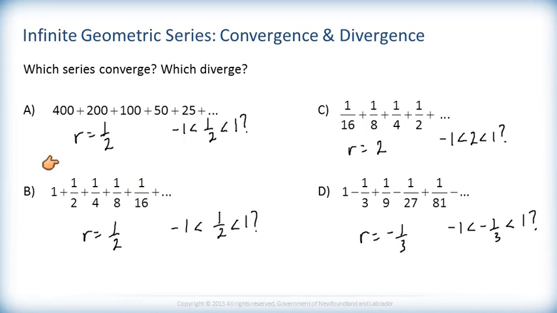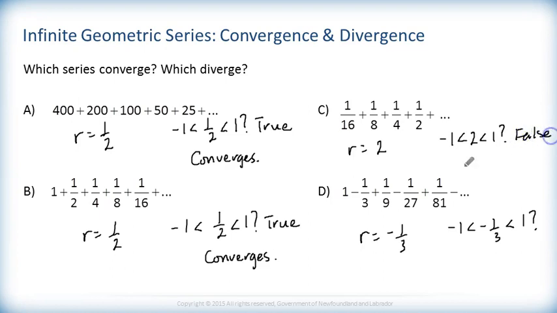Here are 4 series we've seen before. I've already found the common ratios for each one of them. In the case of the first one, 1/2 falls between -1 and 1. That's true, and so, therefore, the series converges. It has a sum. The next one converges as well, because we have a true statement there. The third one, part C here, that's false. 2 is not between -1 and 1, so it diverges. There's no particular sum. The final one, yes, that's true. -1/3 is between -1 and 1.